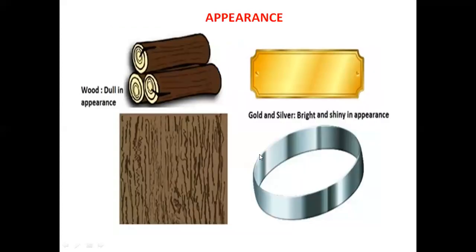Now, appearance. As we all know, gold and silver have a shining appearance and hence they are used for making jewelries. On the other hand, wood, which has a dull appearance, not a shining appearance, is used for making furniture. Materials on the basis of appearance can be broadly classified as dull or luster, that is shining. Shining materials reflect the light and are used in fashion, jewels, etc.